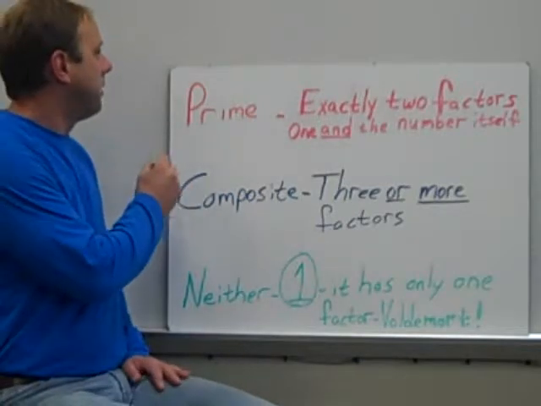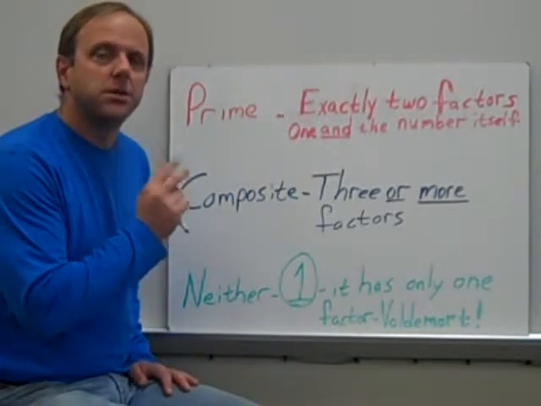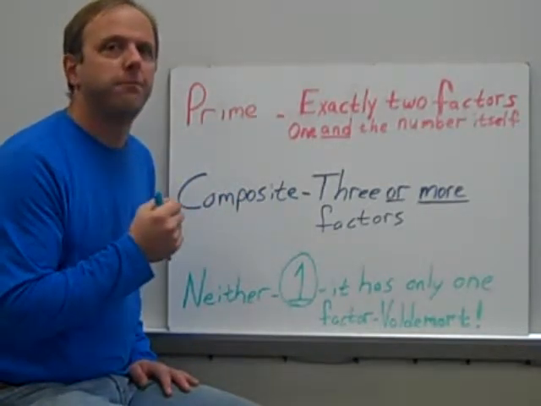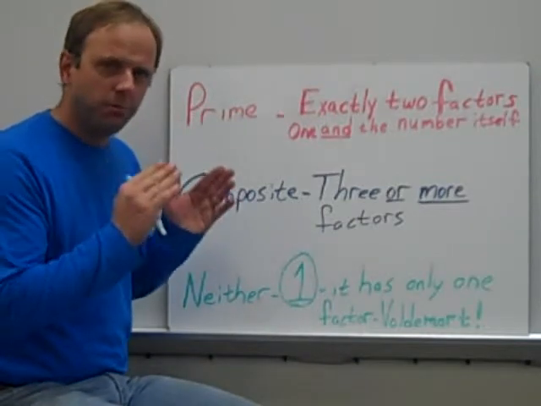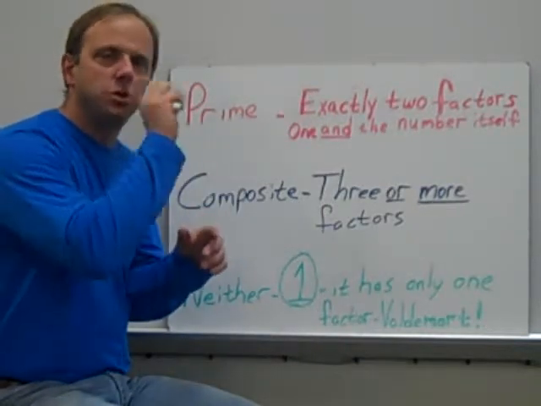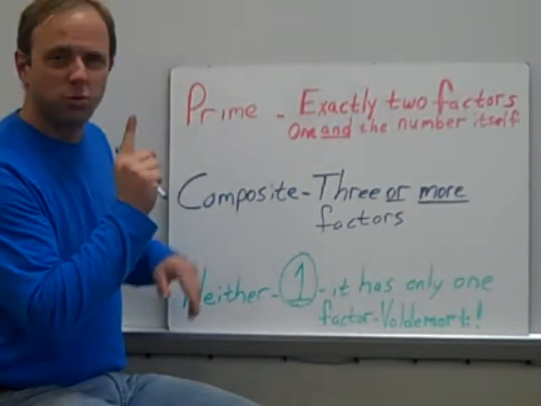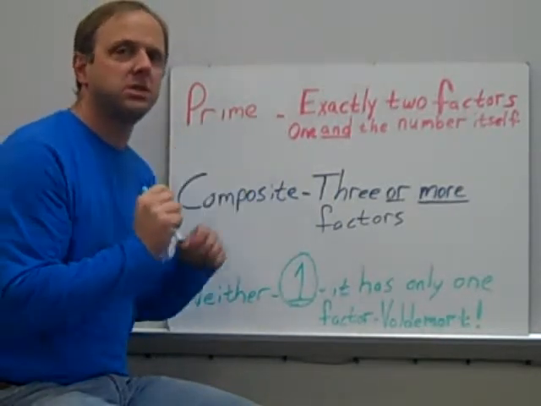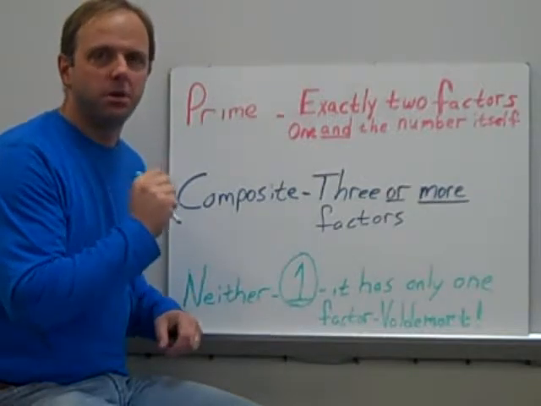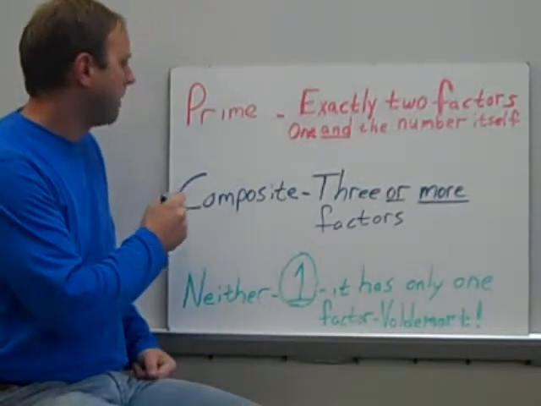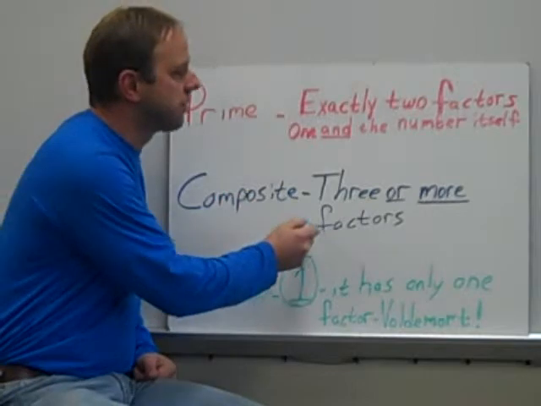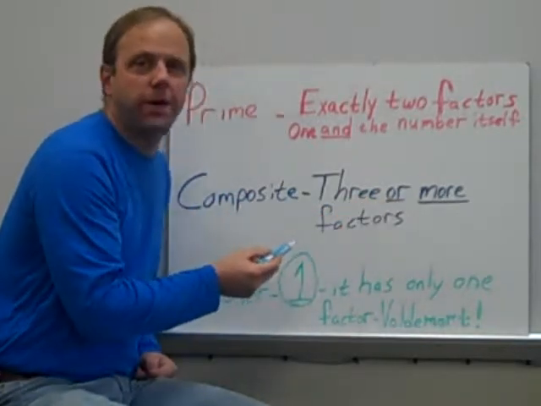A prime number means that this number has only two factors. Now remember, factors are the numbers we multiply together to get a product. So if there are only two numbers, one times the number itself, then that number is called a prime number. A composite number has three or more factors.